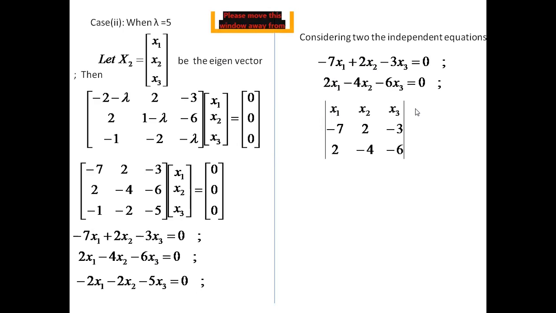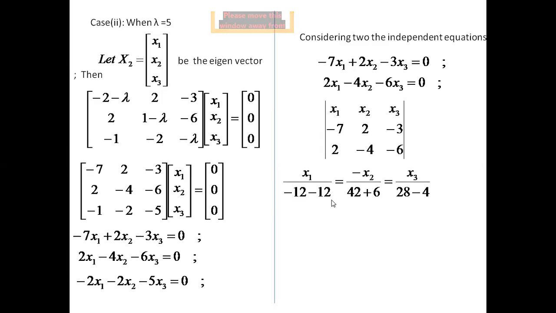What to do? The same process, the variables in the first row, the coefficients of these unknowns of these two equations in the next two rows. Use this cross multiplication method, x1 by that 2 into minus 6 minus 12, minus 3 into minus 4, it is plus 12. So minus 12 minus 12, and minus x2 is proportional to this, and x3 is proportional to minus 7 into minus 4, that is 28, minus 2 into 2, 4. So here minus 24, this 28 minus 4 means 24, there 42 plus 6 is 48.